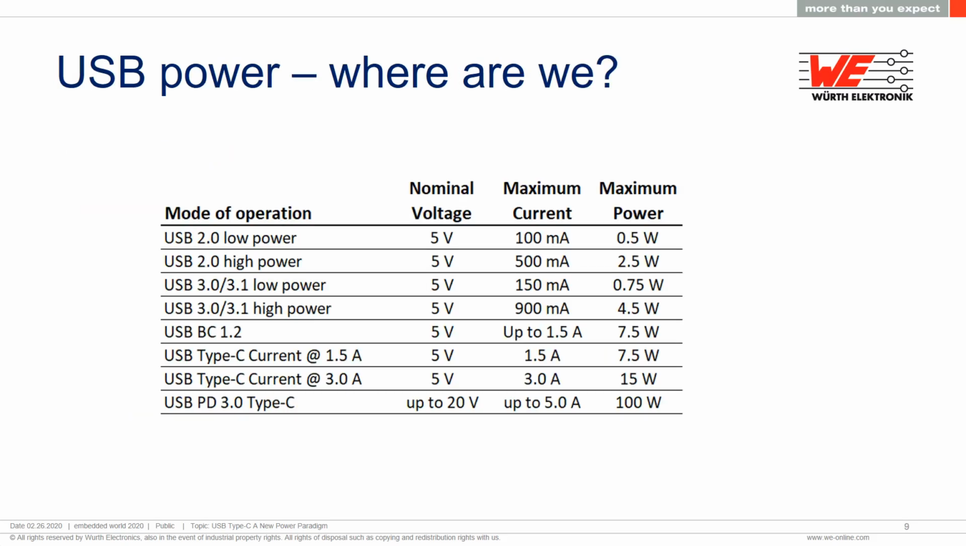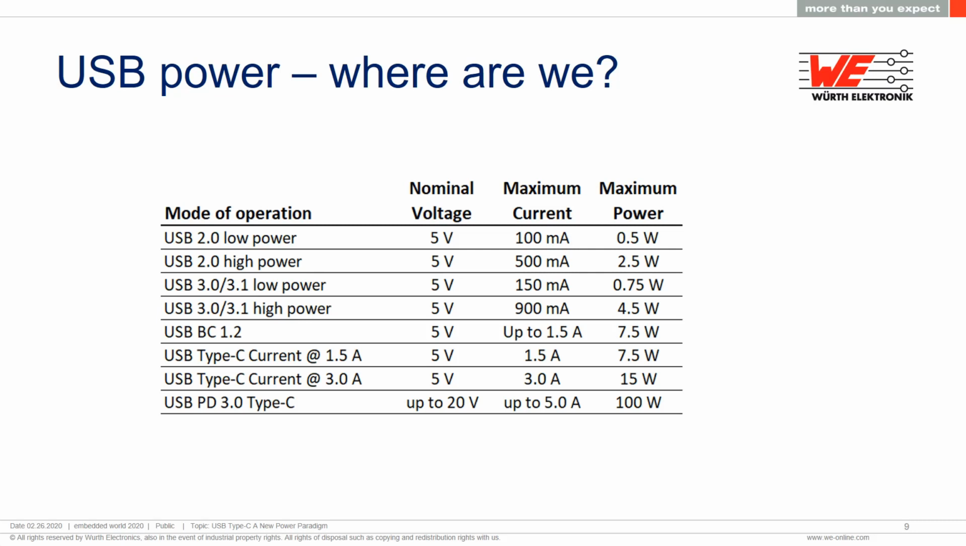This slide shows the progression of USB power, starting out with 5 volts, 100 milliamps per device, or in high power mode, 500 milliamps. Initially, the total power available was 2.5 watts. It was not until USB 3.0 came along that this was increased to 150 milliamps or 900 milliamps in high power mode. To address battery charging, USB-BC for battery charging came out, allowing for up to 1.5 amps at 5 volts.